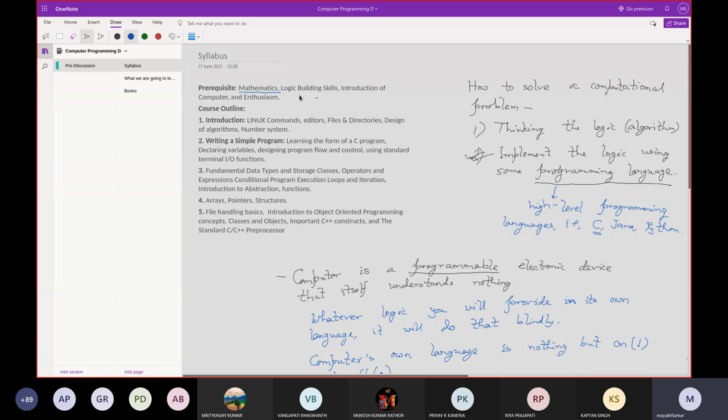Okay, and obviously logic building skill. You have to know how to think logic. Though I will guide throughout this course how, given a particular computational problem, to think the logic out, but that's not easy always. Then introduction to computer, I will discuss this. This will be a part of this course, how eventually an overall computer works.